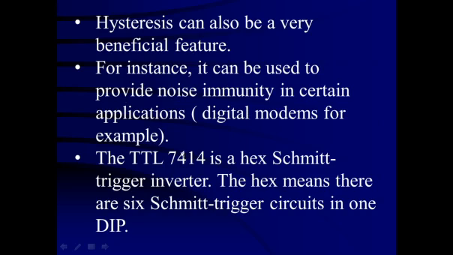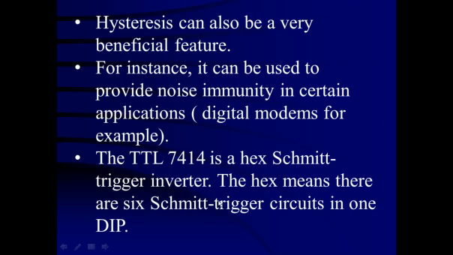For example, there are certain ICs which also contain this kind of Schmitt trigger circuit. One of the ICs is TTL 7414, a hex Schmitt trigger inverter. 7404 is a normal hex inverter, that means a normal NOT gate. Six NOT gates are contained in 7404. 7414 is a hex Schmitt trigger inverter. That means it also performs the action of inversion, but it contains a Schmitt trigger circuit also.